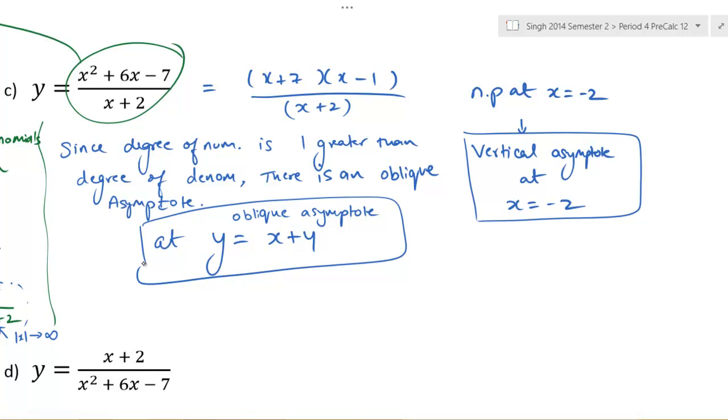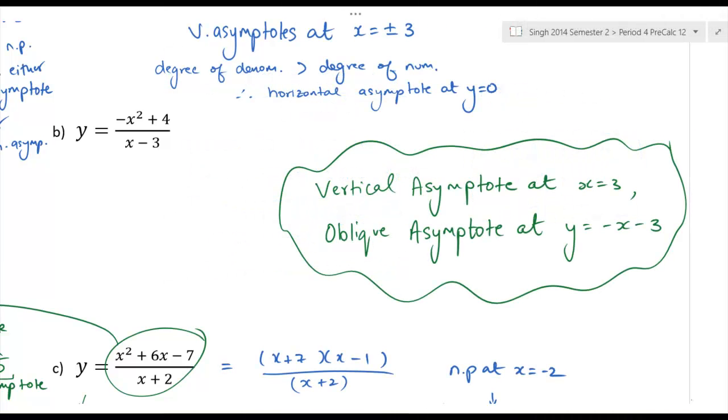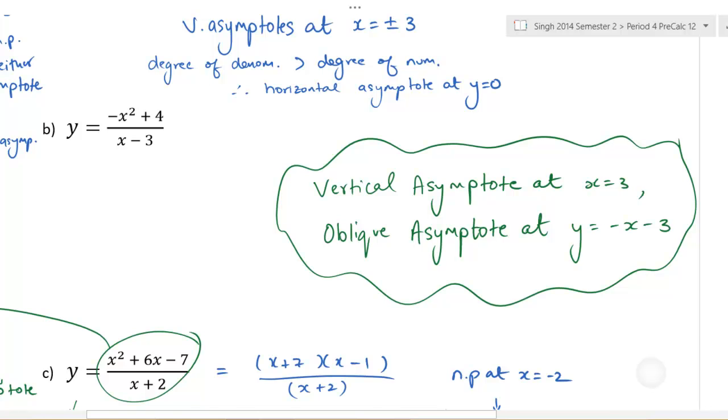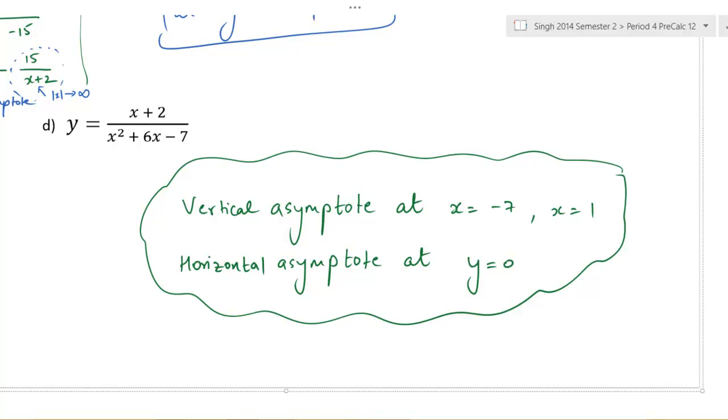What you can do now is try the other examples we didn't do. So part B and part D, again, just identify what sort of behavior they're going to have. Once you've had a chance to try those two examples, these are the answers you should end up with. For part B, we end up with a vertical asymptote at x equals 3 and an oblique asymptote at y equals -x minus 3. Also, for part D, we end up with the following solution. We end up with a vertical asymptote at x equals -7 and x equals 1, as well as a horizontal asymptote at y equals 0.